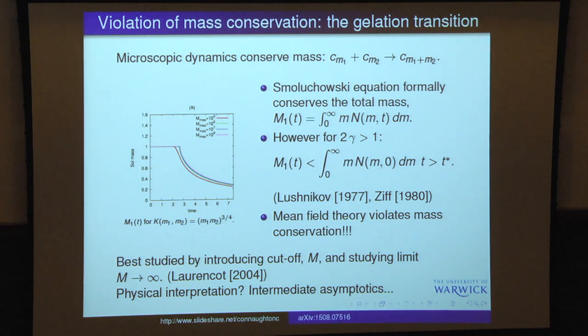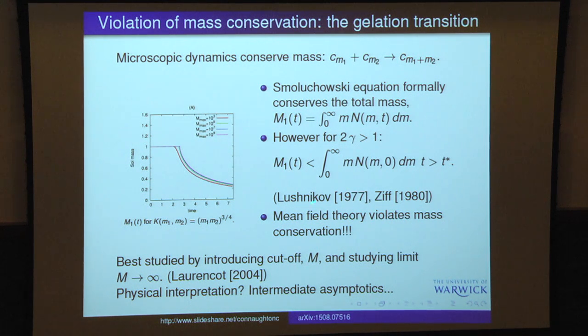Now things can be interesting. This is the first interesting thing I want to tell you, the so-called gelation transition. No one will argue that microscopically the dynamics here conserve mass. When you have mergers between 2 clusters of different sizes, the one that comes out of that merger has the mass of the 2 that went in. So formally, at least, the Smoluchowski equation conserves the total mass. If you compute the first moment of the size distribution, it's formally conserved.